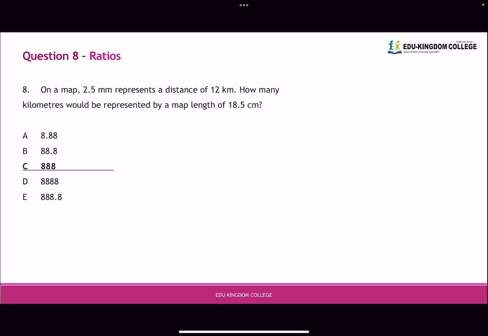Question 8. On a map, 2.5 mm represents a distance of 12 kilometers. How many kilometers is represented by 18.5 centimeters? So 1 centimeter is going to be 2.5 mm times 4, because 1 centimeter equals 10 millimeters. And then, so that's going to be 1 centimeter is 48 kilometers on the map.